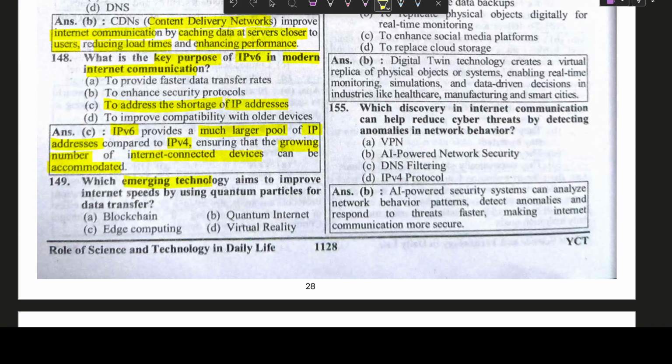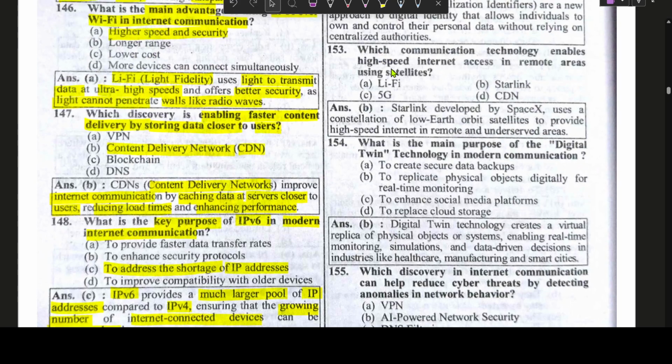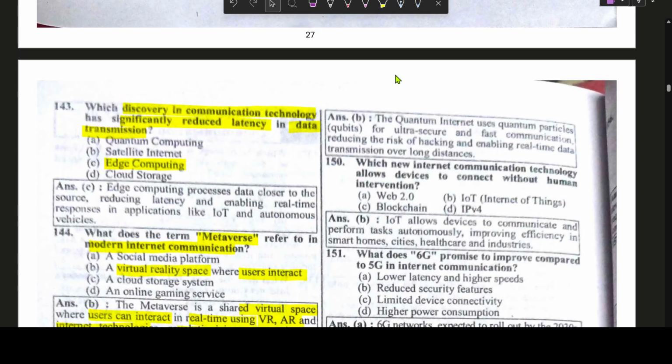So which emerging technology aims to improve internet speed by using quantum particles for data transfer? So I think quantum internet is the answer, B. Quantum internet uses quantum particles, qubits, for ultra secure and fast communication, reducing the risk of hacking and enabling real-time data transmission over long distances.